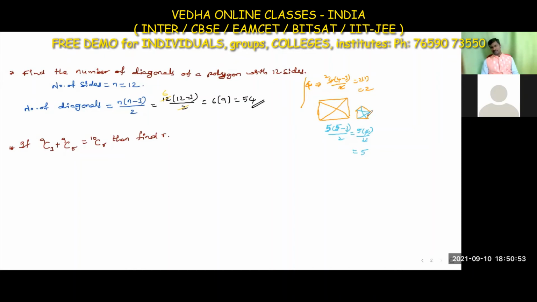Yes, sir. So when we have 5 sides also, we are getting 5 diagonals. In the pentagon, one diagonal, 2 diagonals, 3 diagonals, 4 diagonals, 5 diagonals. So we are getting the star shape. This complete part is the rough work.